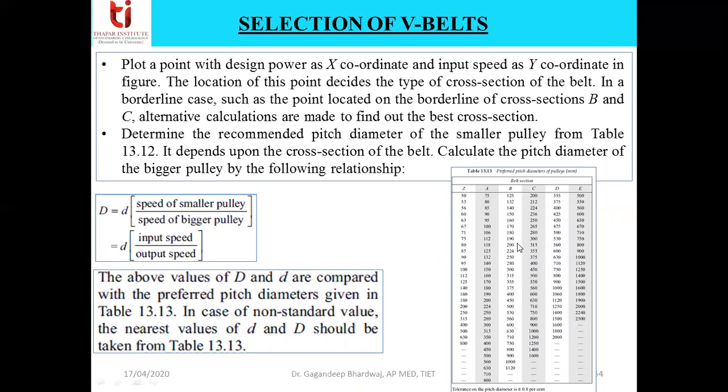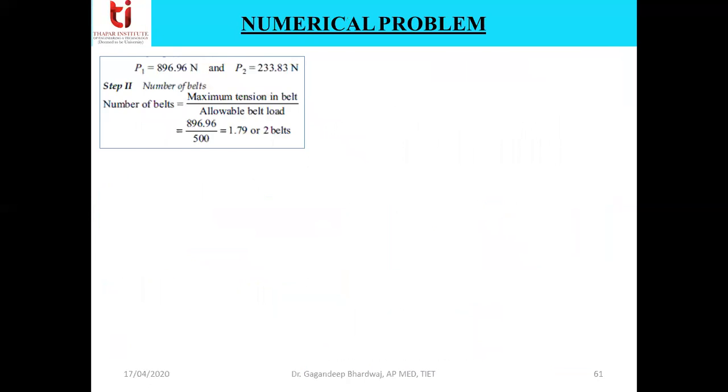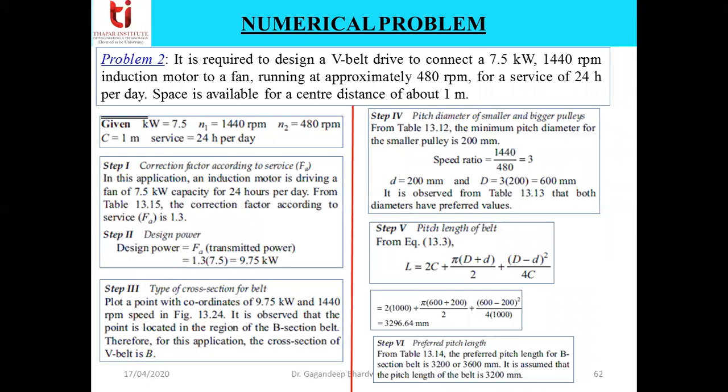If the value is other than this, for example 195 instead of 200, you will select 200. If instead of 600 it is 540, you will select 530 or 560 depending upon the table. So we will select the value.